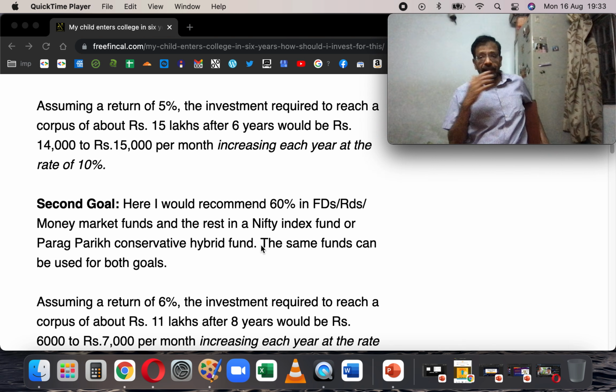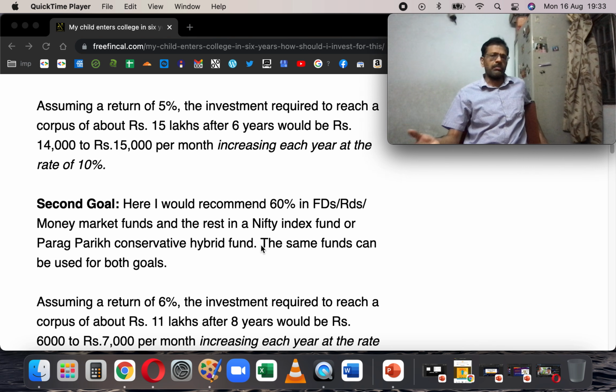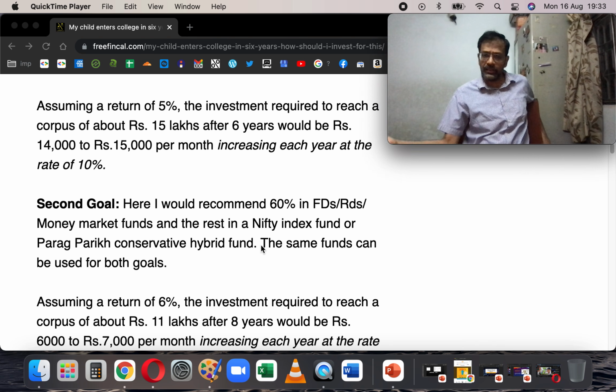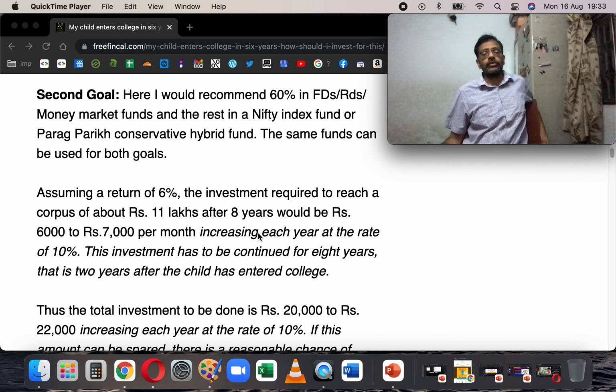For the second goal, that's 8 years away, I would recommend taking on a little bit more risk. So you can have about 40% of Parak Parikh Conservative Hybrid Fund and the rest in FDs, RDs and money market funds. Other people can play along with this, or if you want, you can just have 40% of a Nifty 50 fund itself. That's also fine. But overall, I will assume a portfolio return after tax of about 6%. And for getting 11 lakhs after 8 years, you have to invest about 6,000 to 7,000 per month, increasing again at the rate of 10%.